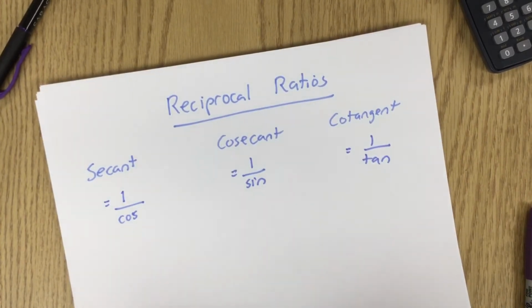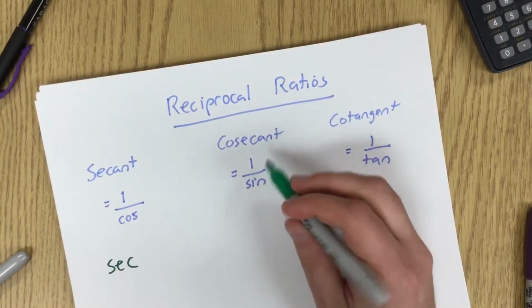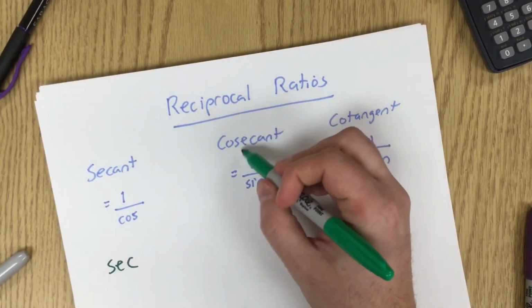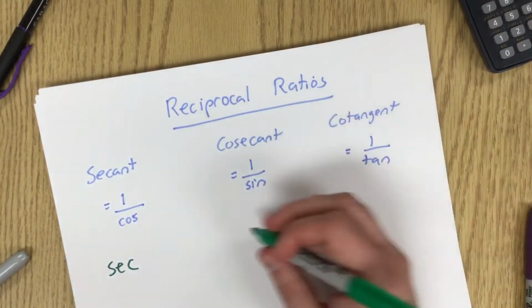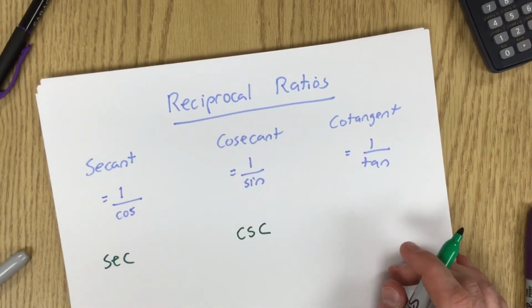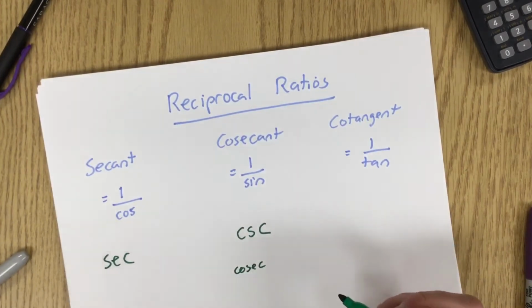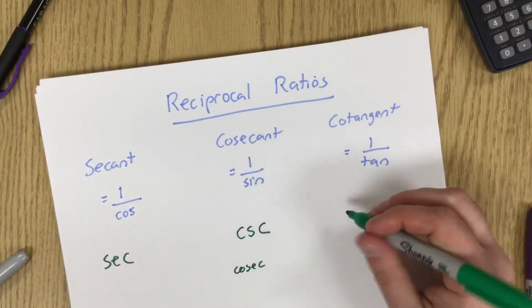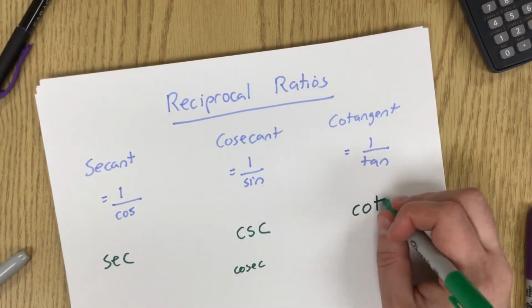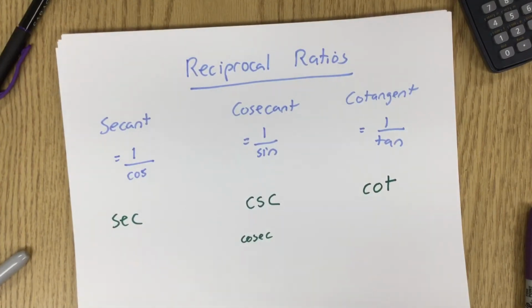And much like sine, cosine, and tangent, we want to have nifty 3-letter abbreviations. The abbreviation for secant is sec. The abbreviation for cosecant, well, we can't just use the first 3 letters this time because then that would look like cosine. So the abbreviation for cosecant is CSC. In some books I've seen it like this, but we're not going to do that. And the abbreviation for cotangent is cot.